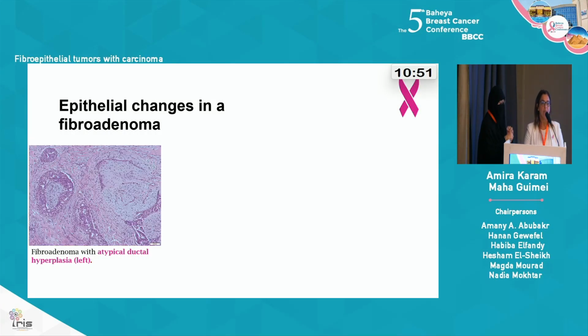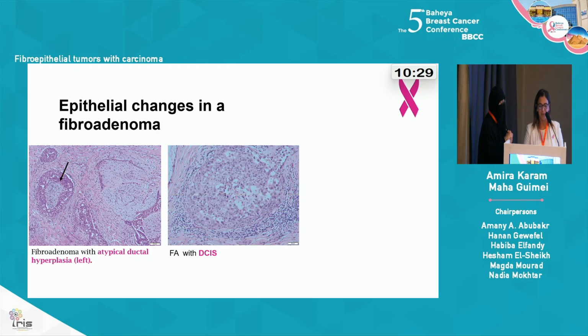Fibroadenomas can harbor epithelial change. The same epithelial changes that can happen in the normal surrounding breast tissue can also happen inside the fibroadenoma. The usual one that we encounter is usual ductal hyperplasia. We see it a lot in fibroadenomas, and we just diagnose it as fibroadenoma. We can see atypical ductal hyperplasia, like the one we see here. This is the duct. It's just a bit hazy, but it has atypical ductal hyperplasia. I'll show you better pictures later on.